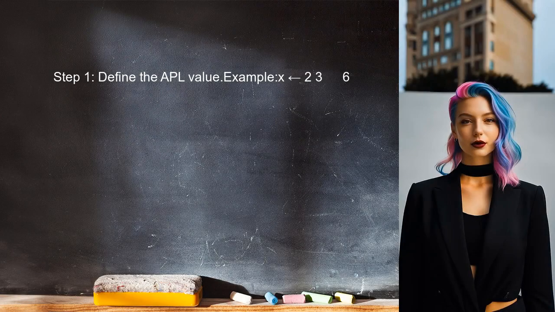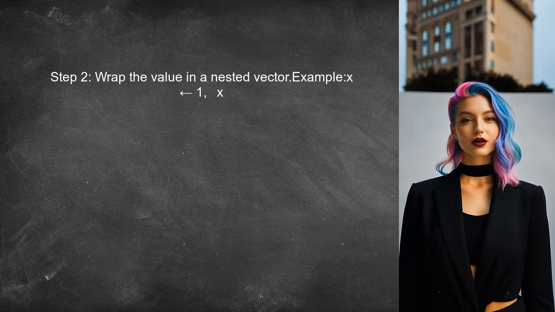To convert any Dyalog APL value to a character vector, the user should start by defining the value they want to convert. For example, let's create a two-dimensional array. Next, the user needs to wrap this value in a nested vector. This is done using the comma and the inner vector function. This step prepares the value for conversion.